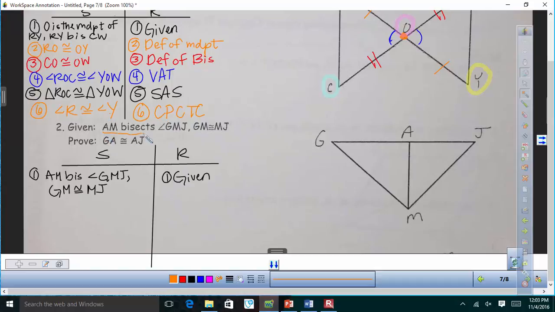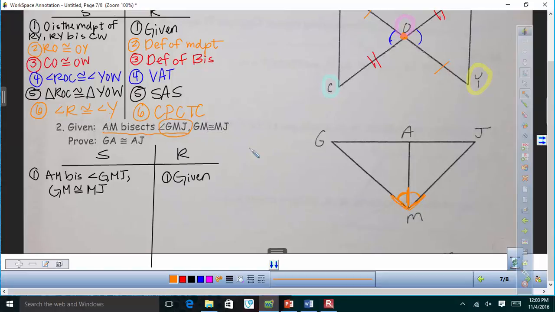So AM bisects, what is this right here? Is it an angle or a side? An angle. So if we're splitting an angle in half, we're going to have two congruent what? Angles. Okay? So GMJ is talking about this angle right here. It's telling me that AM is splitting it. So right here is AM. So that means that this angle right here and this angle right here is congruent.